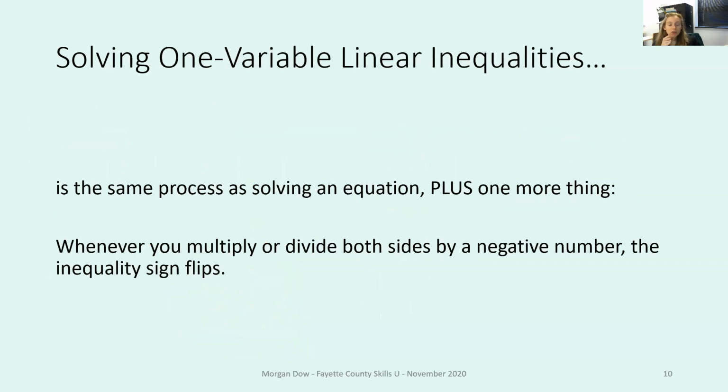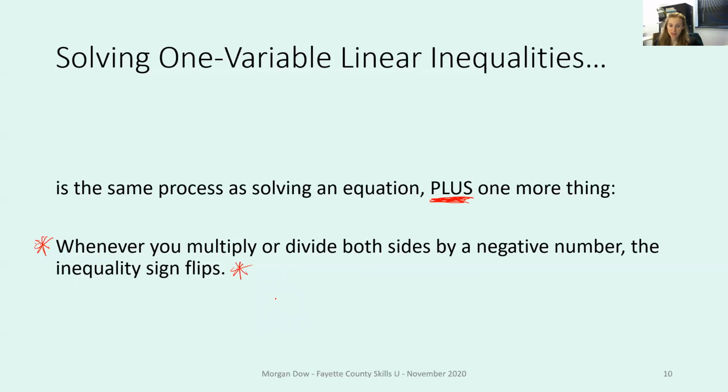All right, so solving one variable linear inequalities, that's what we're going to talk about next. Solving these linear inequalities is the same process as solving an equation. So everything that you learned in the last lesson, you're going to use all of that knowledge plus one more thing. So one more thing we need to keep in mind when we're working with inequalities. Whenever you multiply or divide both sides by a negative number, the inequality sign flips.